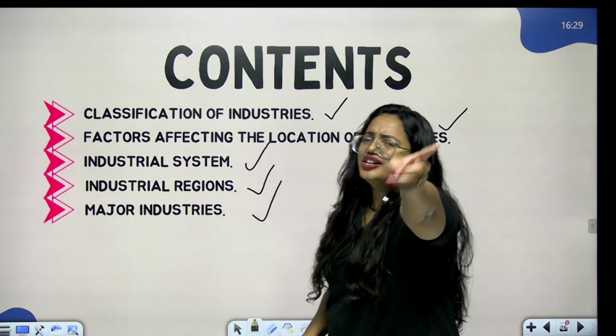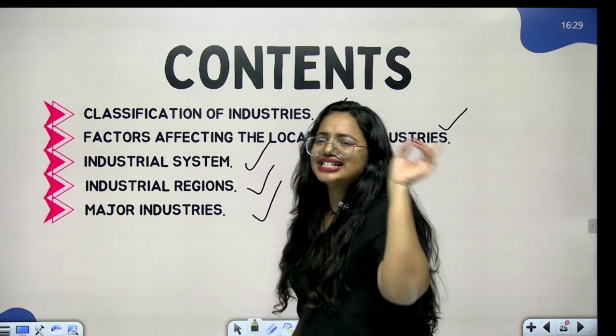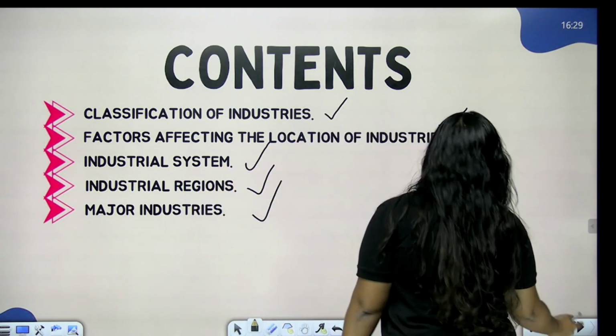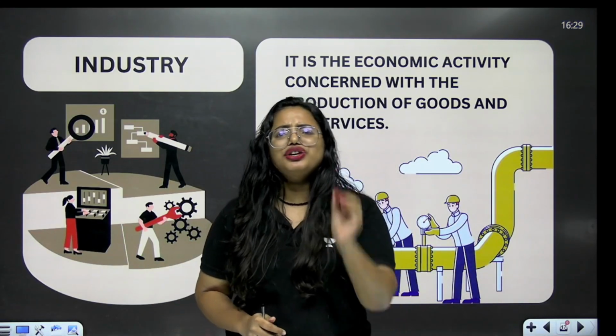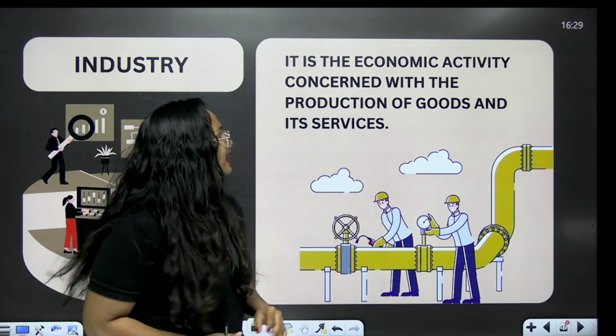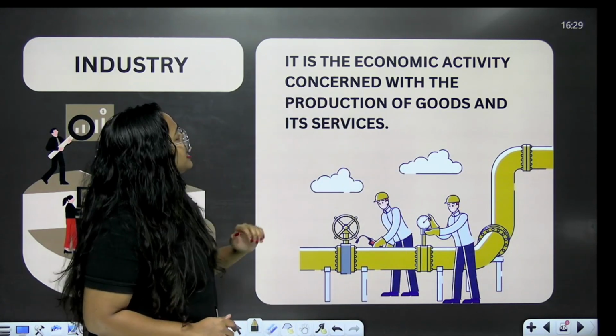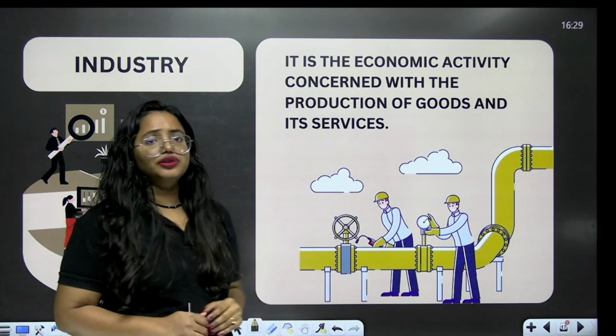Are you all ready? Shall we start? Yes, I guess. So let's get started. And look at it. We are going to start off with a very basic definition of industry. What is meant by that? It is the economic activity concerned with the production of goods and its services.